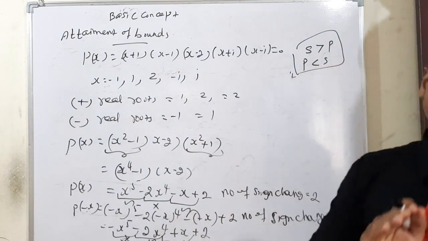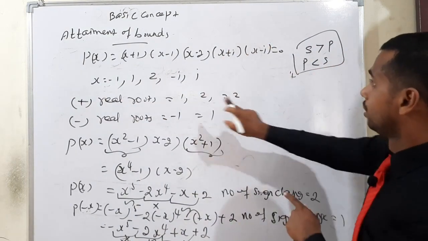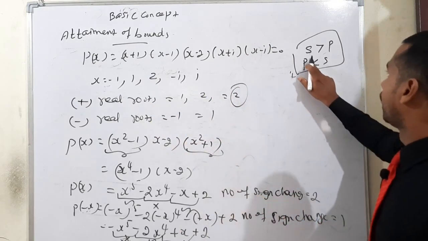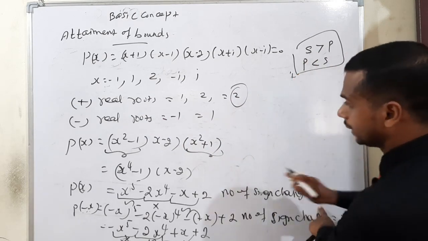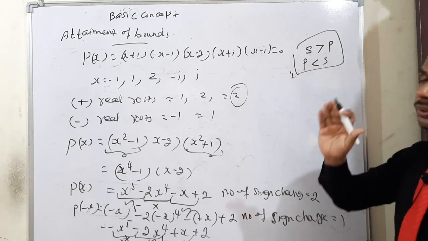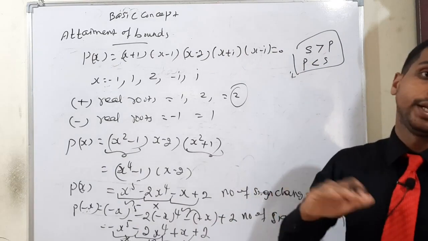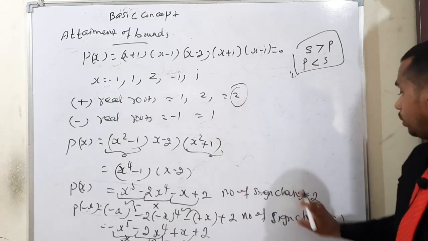The number of positive real roots cannot be more than the number of sign changes. Here, how many positive real roots are there? 2 are there. So, cannot be more than means the number of sign changes. The positive real roots may be 2 or less than 2, our condition. So, the number of positive real roots, also 2 is there.